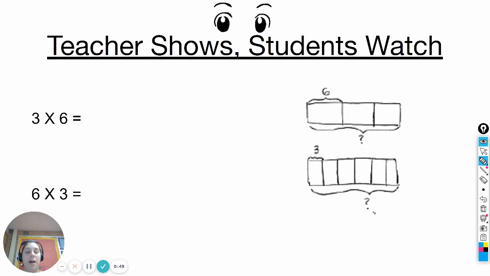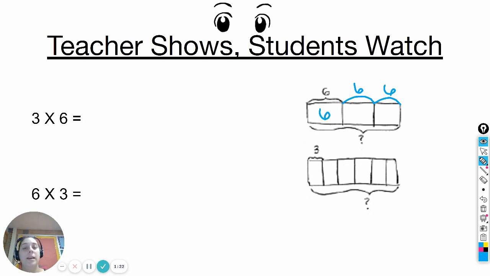So I'm starting out with a model that looks a little bit different from yesterday. You can see that my first one has 3 groups. And each group is going to have 6. So this part you can just watch. My first group has 6. This group will have 6 more. And this group will have 6 more. So the question mark down here is wondering how much altogether. So we're going to skip count by 6s.